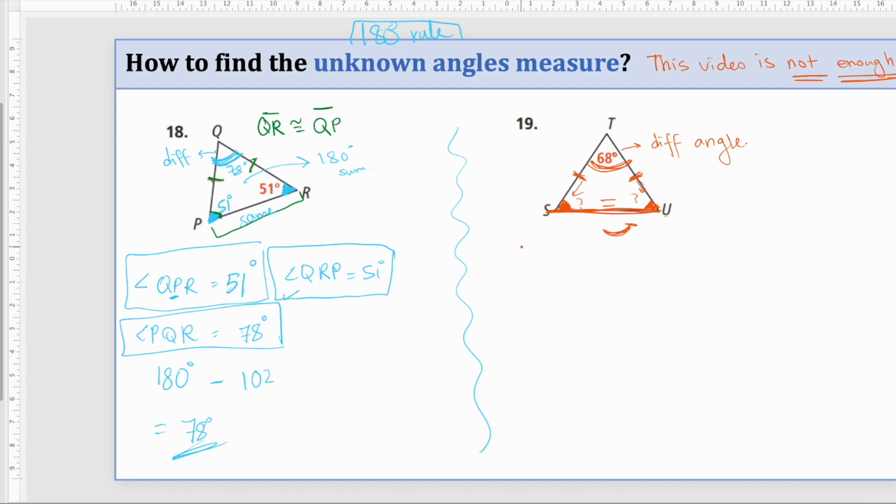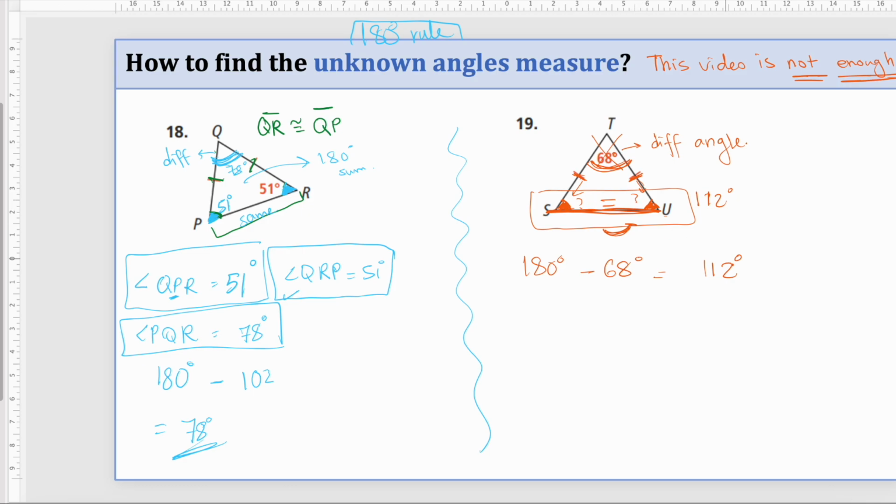They are supposed to be equal to each other. Now, they are not supposed to be equal to 68 because 68 is the different angle. In this case, I can go ahead and say that these two angles are basically supposed to be, I can use the 180 rule. I can say that 180, remove this angle from it, remove the 68, you will get an answer of 112. Now the 112 is not the value of each one, it's the value of both.